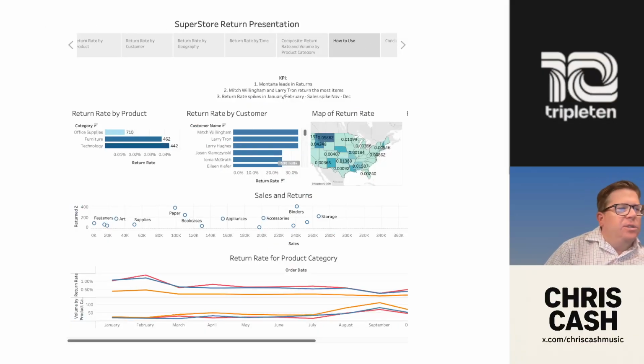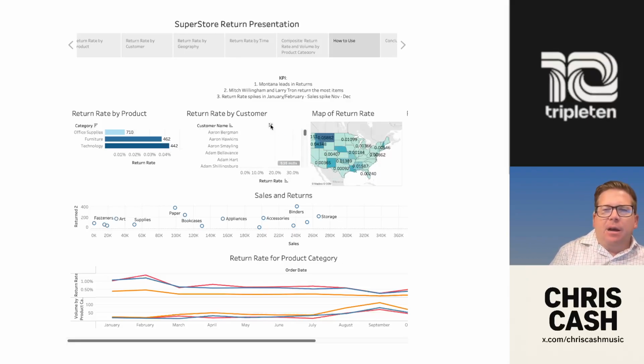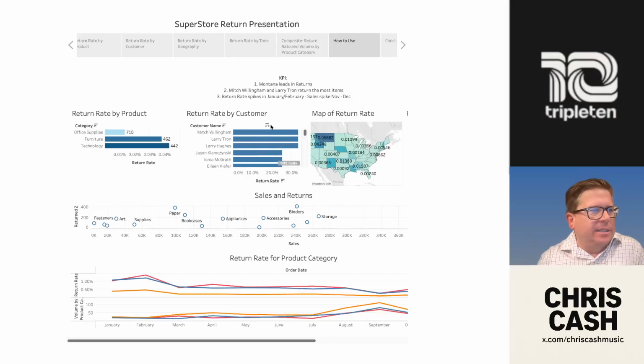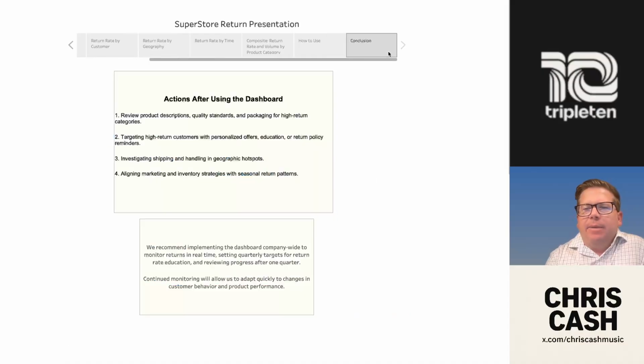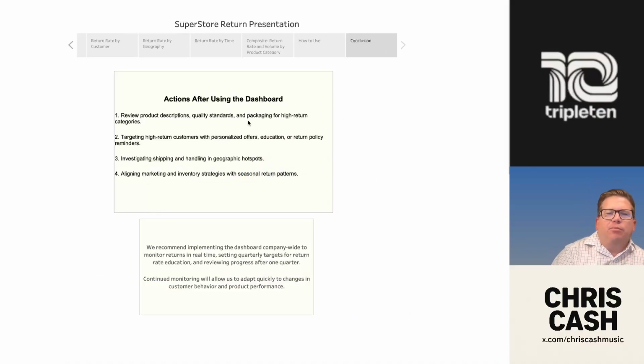How we want to use this is that we can filter it any way you want. You can use filters for different things, and we can look at different things like names, region, all that stuff. One of the things that I recommend after going through this is that we review product descriptions, quality standards, and packaging on high return items. Why is furniture and technology coming back? The second one is targeting high return customers with personalized offers, education, and return policy reminders. Let's target those individuals that are having the returns and see what we can do to cut down on that.